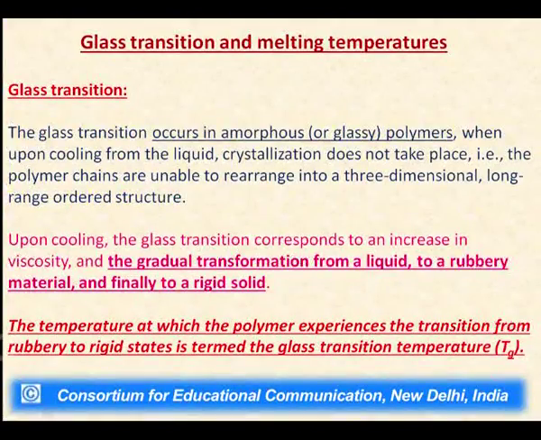Now, if crystallization will not take place, then what will happen? Upon cooling, the glass transition corresponds to an increase in viscosity, and because of the increase in viscosity, a rubbery or a resinous material will be formed. The gradual transformation from a liquid to a rubbery material and finally to a rigid solid resin-like substance is the glass transition. And the temperature at which the polymer experiences this transition from rubbery to rigid states is termed the glass transition temperature, which is designated as Tg.